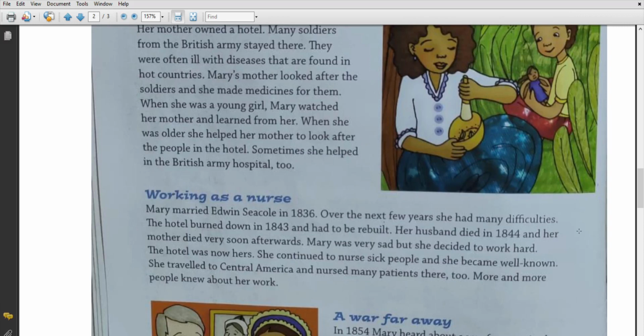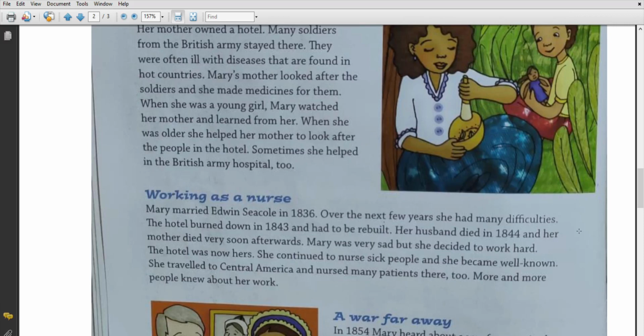Mary was sad, but she decided to work hard. The hotel was now hers. After building it again, it was hers. She continued to nurse sick people and became well known or famous. She traveled to Central America and nursed many patients or injured or sick people there too. More and more people knew about her work.